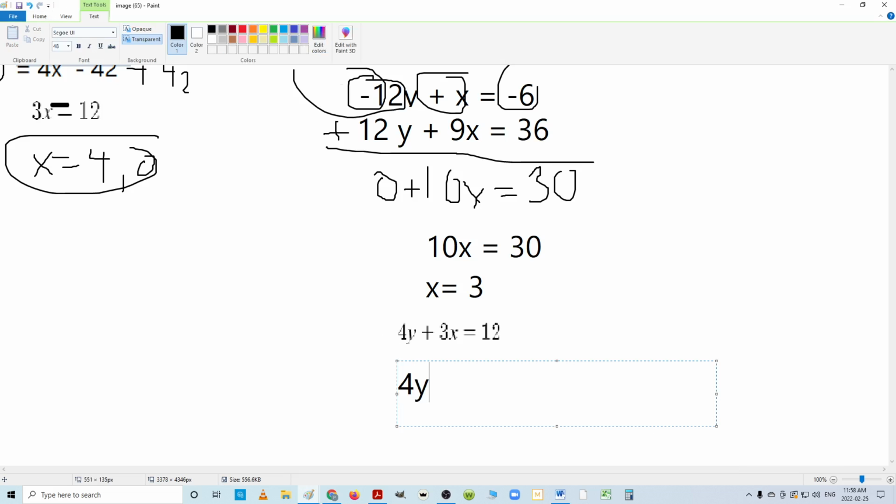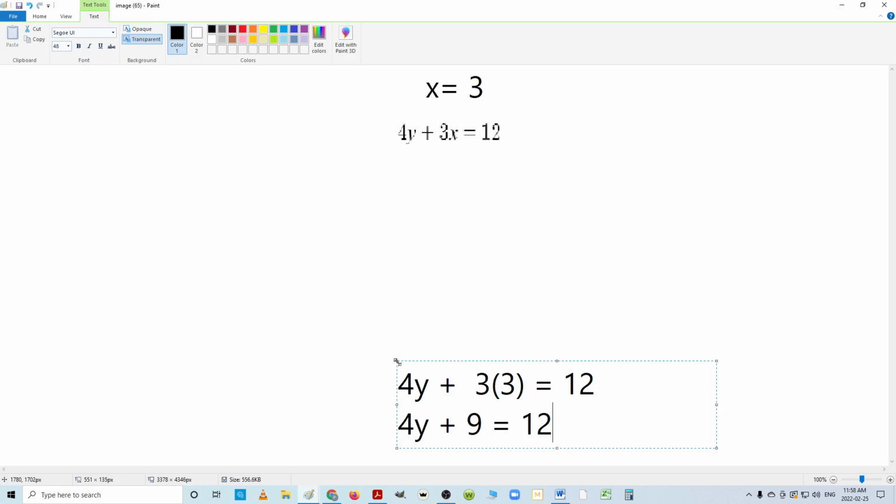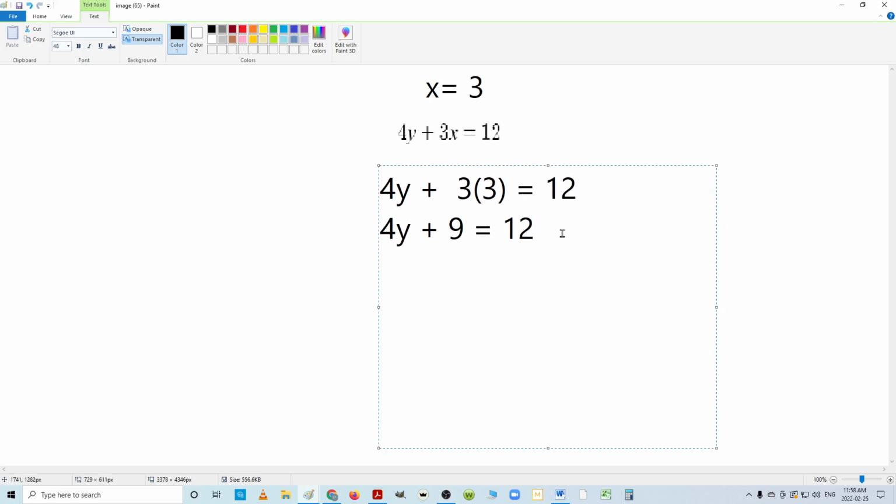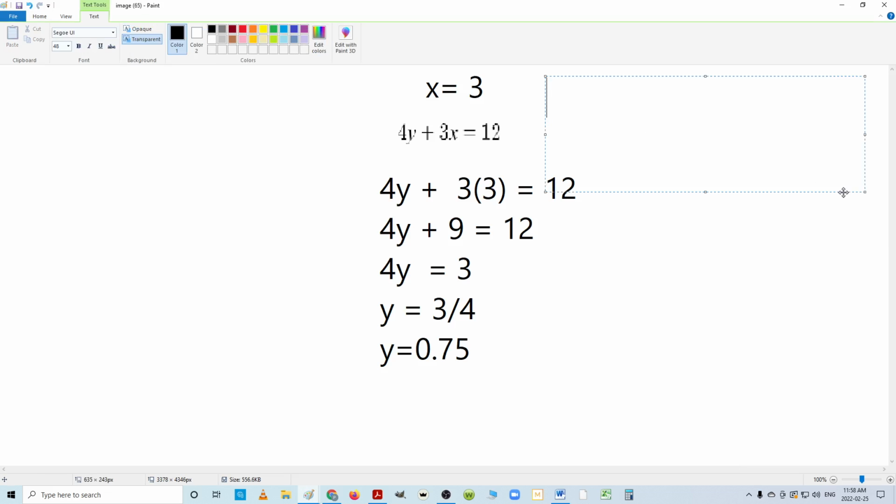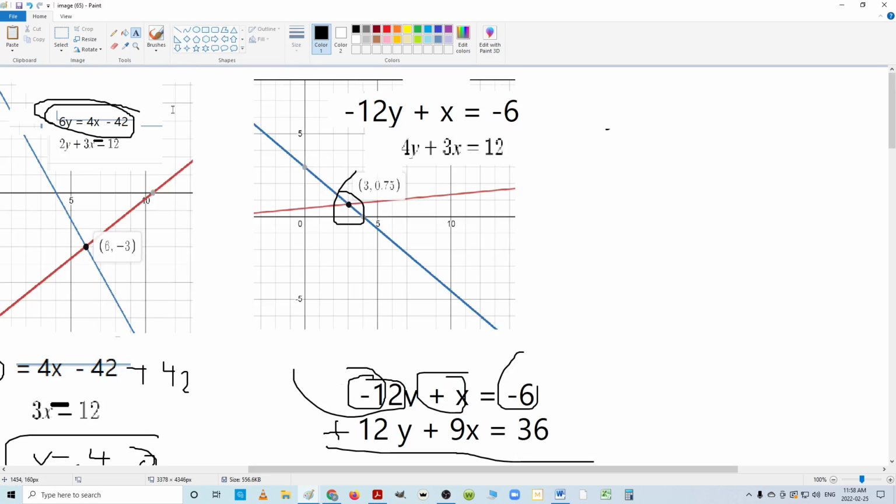So I get 4y plus 3 times 3 is equal to 12. 4y plus 9 is equal to 12. Then I just have to use my algebra. Subtract 9 from both sides. Divide by 4. So y is equal to 0.75. So that means my intercept, where these two lines intercept, is here. And sure enough, when I look up, that's true.